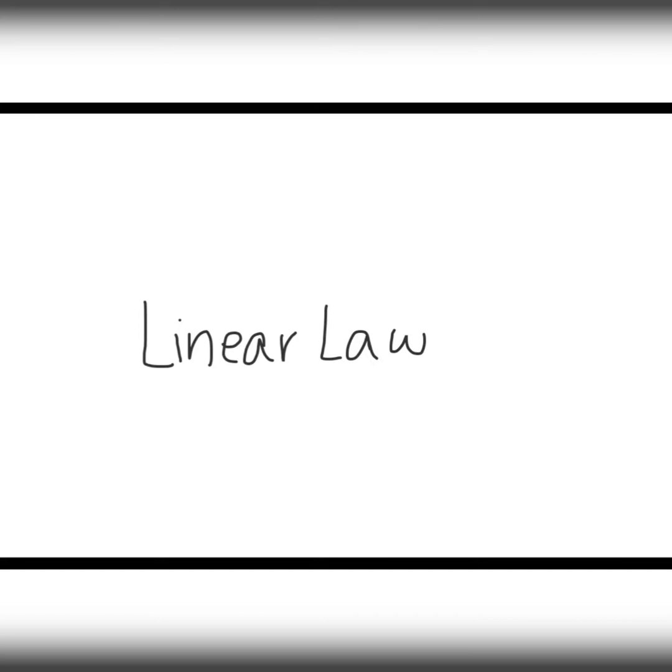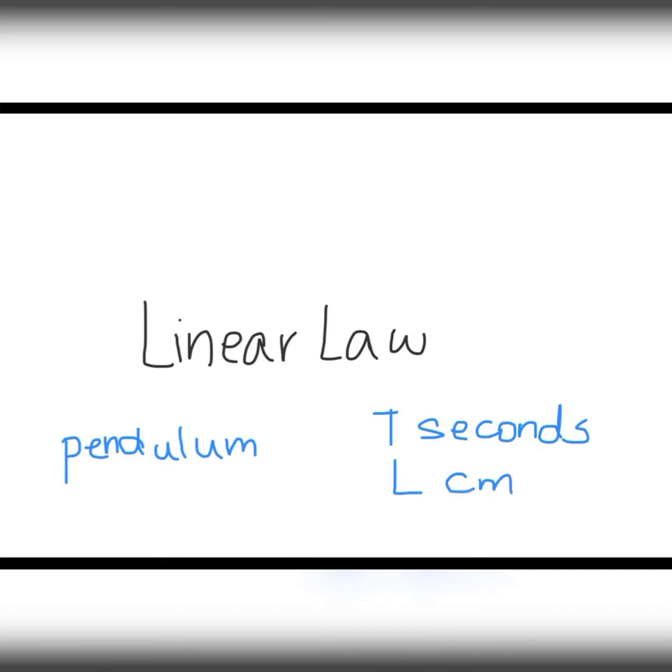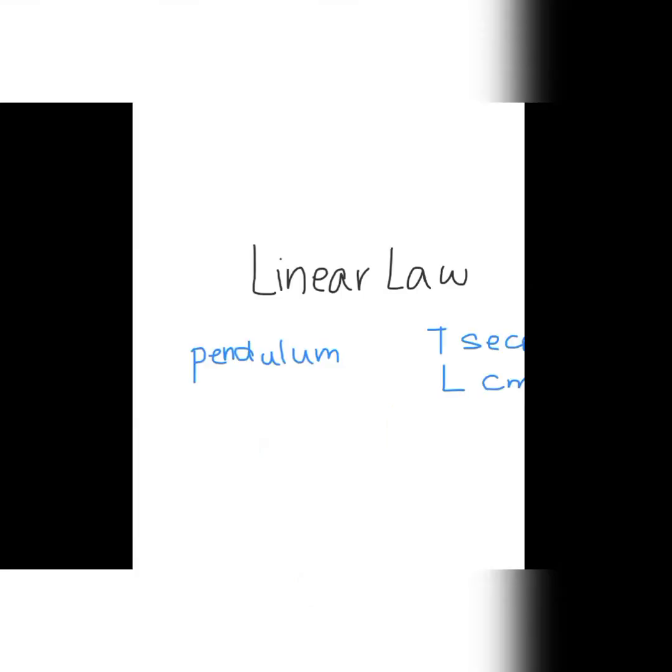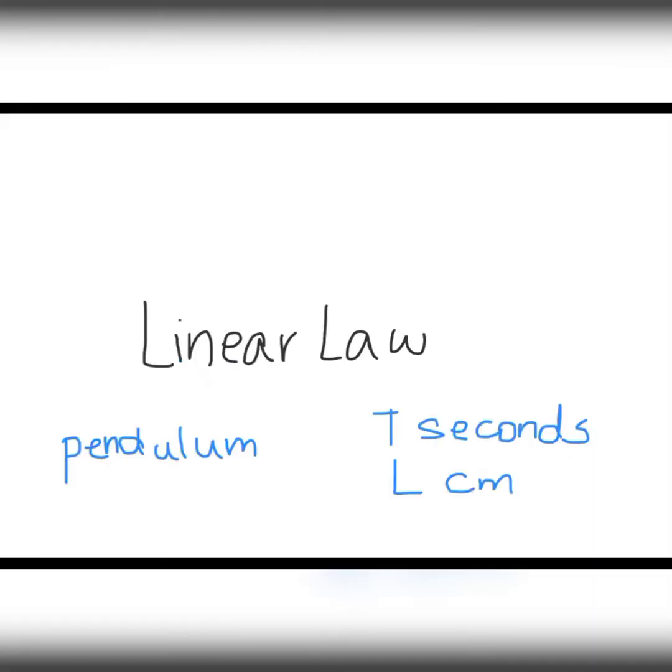So for example, I have a simple pendulum that travels from one point to another point in a time of t seconds. The distance that it covers can be denoted by L in centimeters, and the time that it takes to cover different distances can be denoted by T in seconds. If I plot a graph of T against L, the points are going to lie on a curve. They are not going to lie in a straight line.